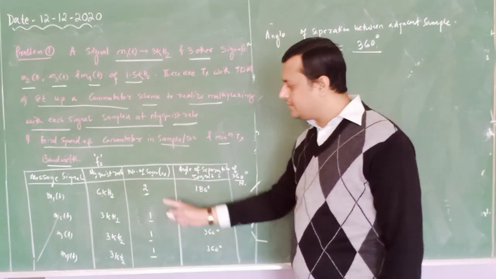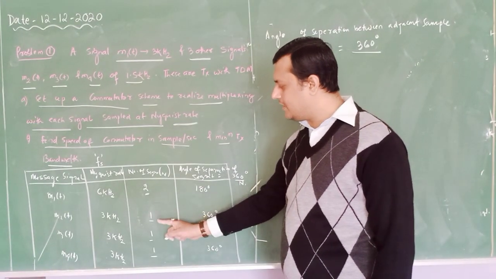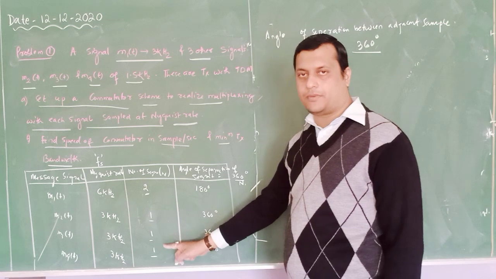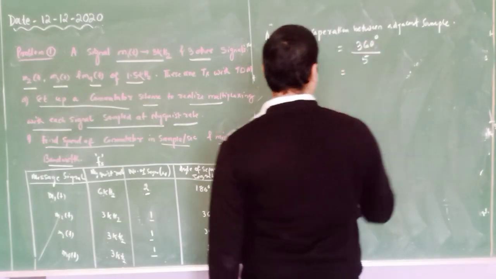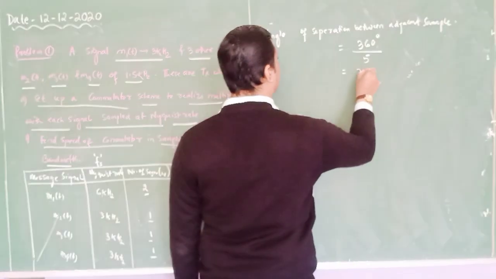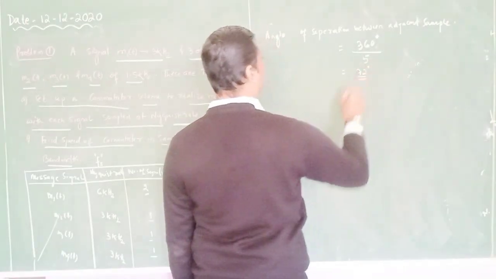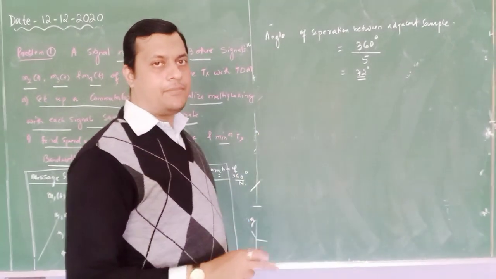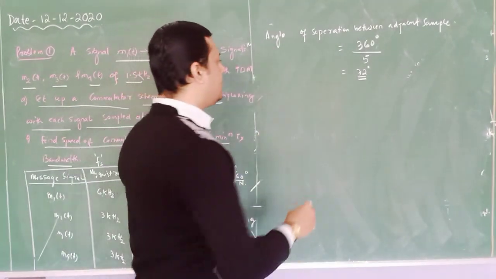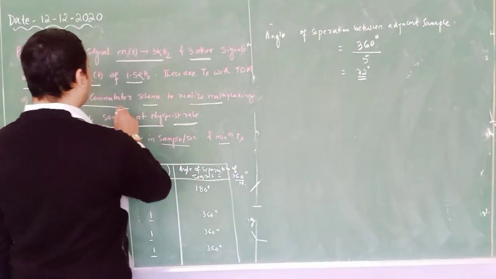Total number of samples means 2 plus 1 is 3, 3 plus 1 is 4, 4 plus 1 is 5. So here it is 5. So how much will it be? It is 72 degrees. Okay. So the adjacent angle of the sample is 72 degrees. Now I need to set up a commutator scheme.